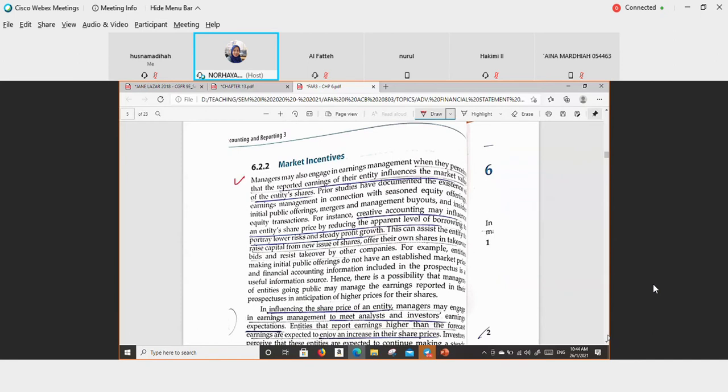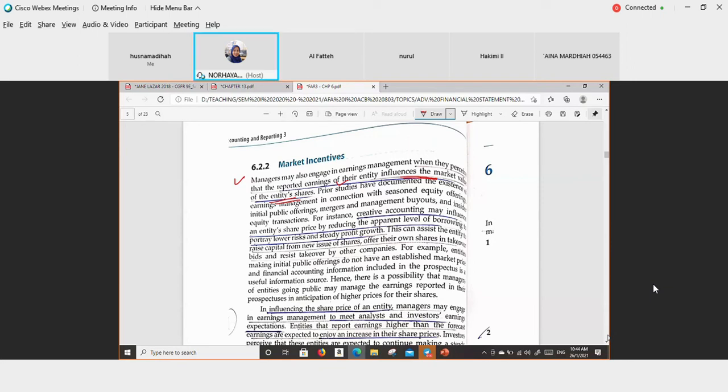So managers are also engaged in earnings management when they perceive that reported earnings of their entity influence the market value of the entity's share. Okay, dia percaya earnings tu, earnings tu income lah. You jangan keliru, sebut earnings tu maksud dia punya pendapatan lah. Pendapatan yang baik dia akan influence market share, dia punya harga pasaran tu.